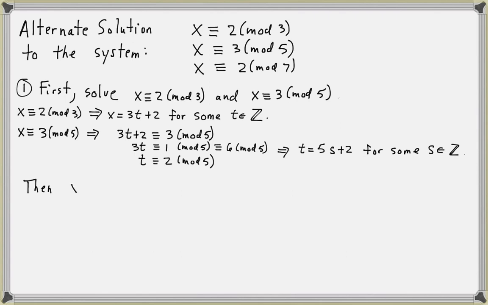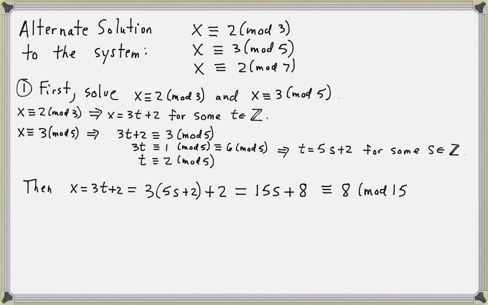Then x, which is 3t plus 2, must equal 3 times (5s plus 2) plus 2. And I see this equals 15s plus 8. Another way of saying this is that x is congruent to 8 mod 15. So I've just found a solution to the system of congruences x is 2 mod 3 and x is 3 mod 5. We see that x must be congruent to 8 mod 15. So I'm going to repeat this process with x congruent to 8 mod 15 and x congruent to 2 mod 7.